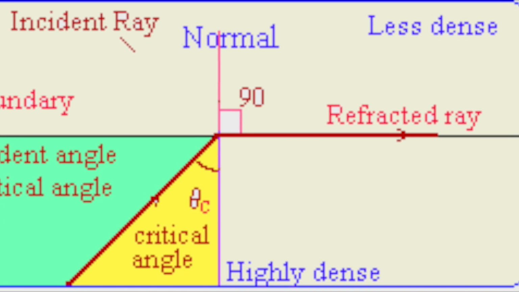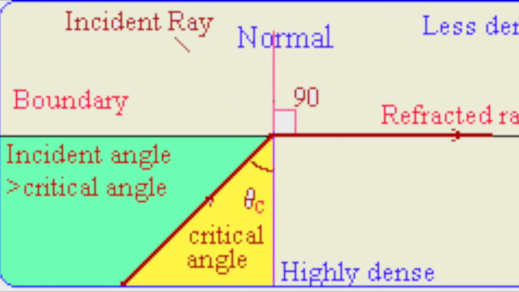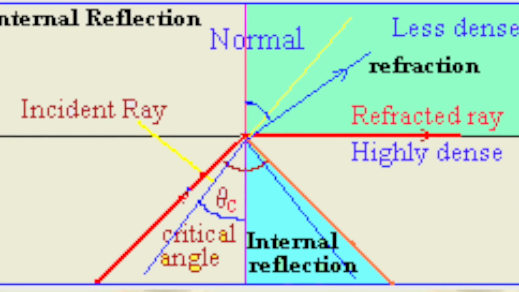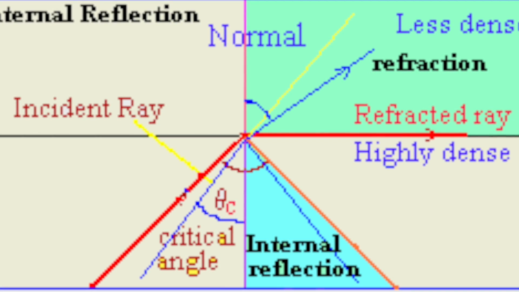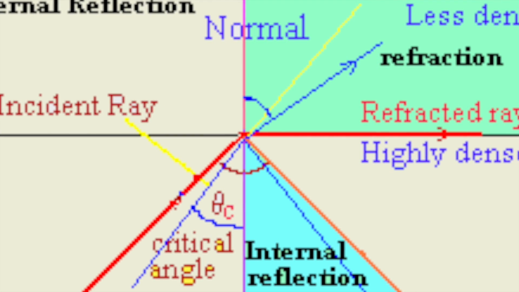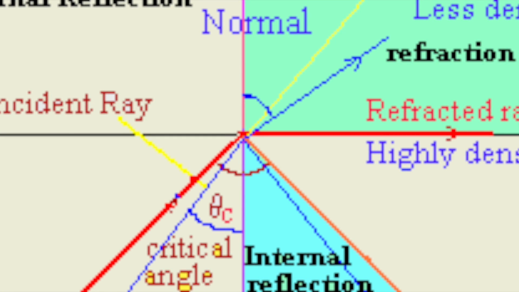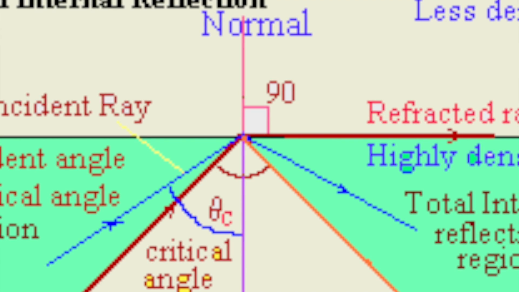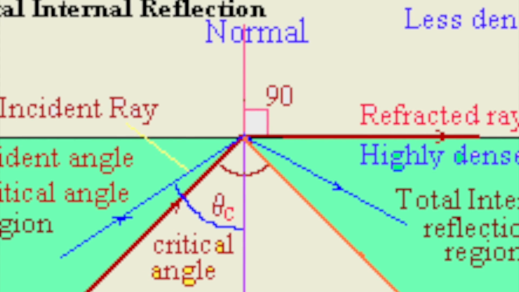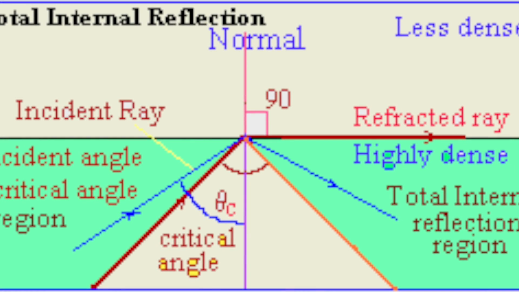The critical angle is the angle of incidence for which the refracted ray is at 90 degrees with the normal. Refraction occurs when the incident angle is equal to or less than the critical angle, where some of the light ray will be internally reflected and some refracted. The phenomenon that is observed is called total internal reflection. It occurs when the incident angle is always greater than the critical angle, where all the light ray will be internally reflected.